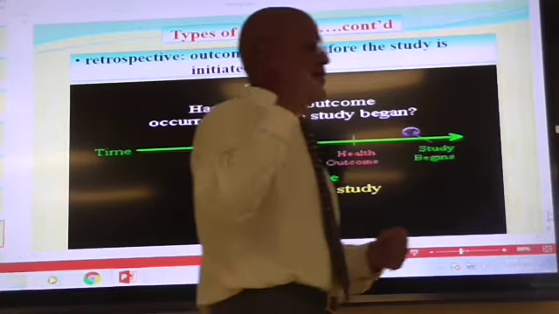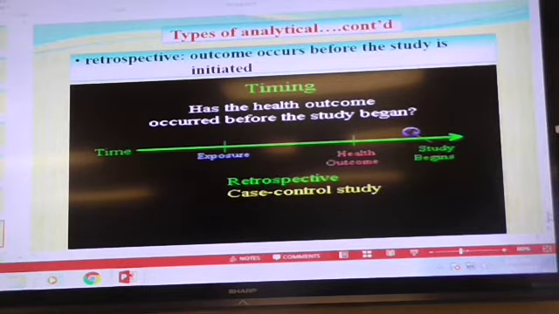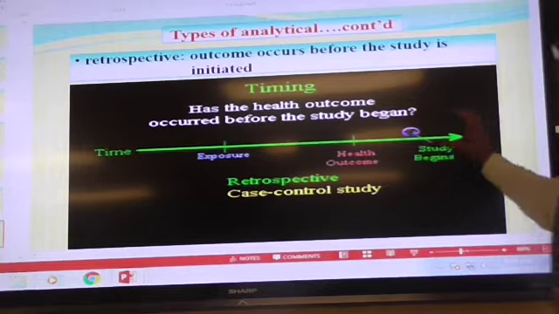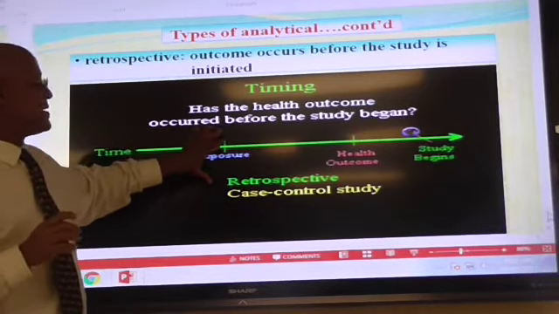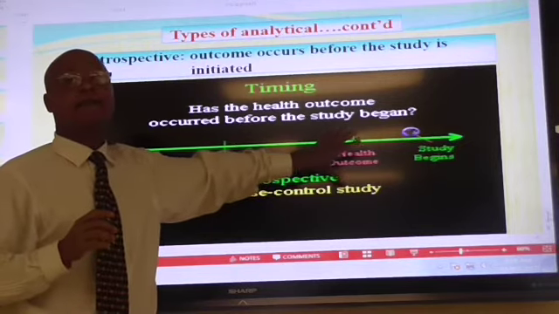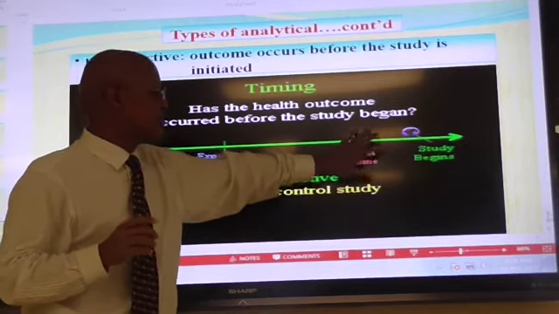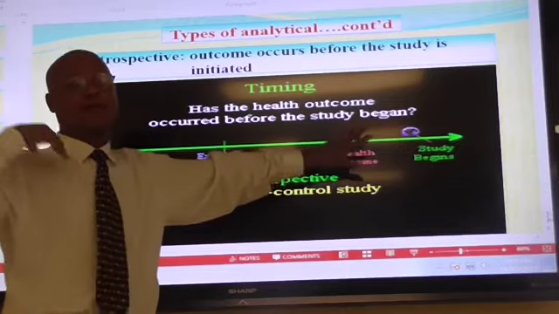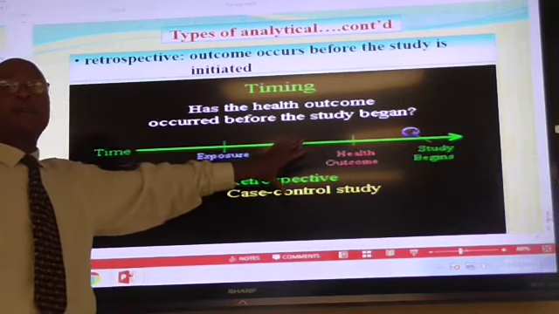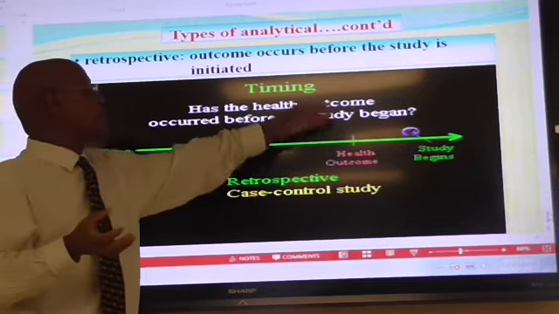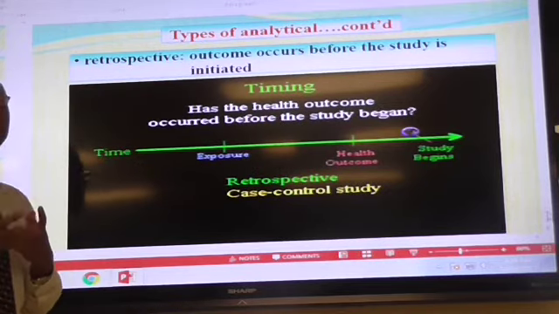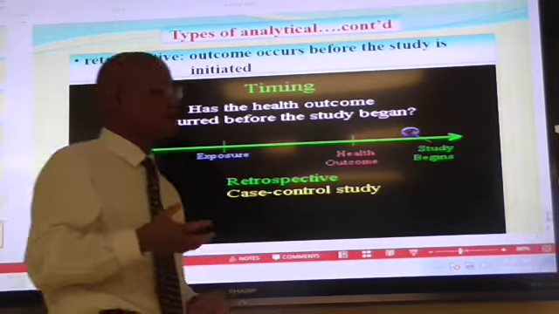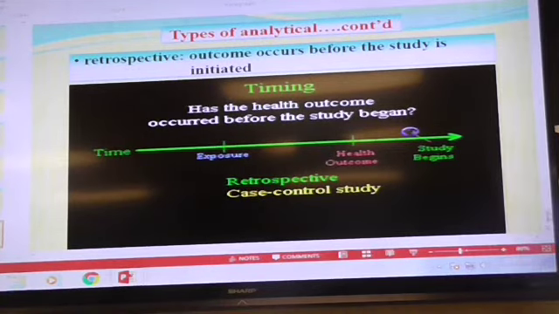So you look at the record of the health state. You can start from exposure and then go through the file and ascertain whether the health outcome has occurred or not. So the directionality is forward, but the timing is still retrospective, because you are not waiting for the outcome to occur, you are just ascertaining the outcome by looking in the health record.